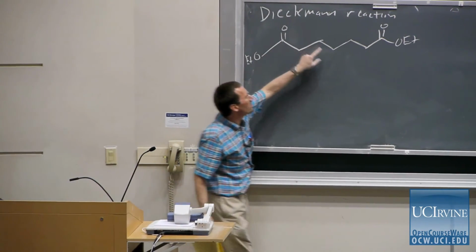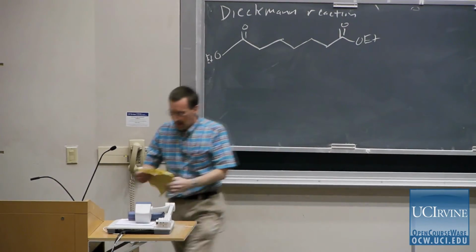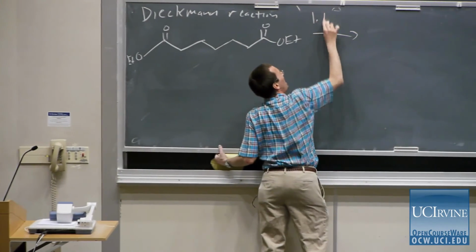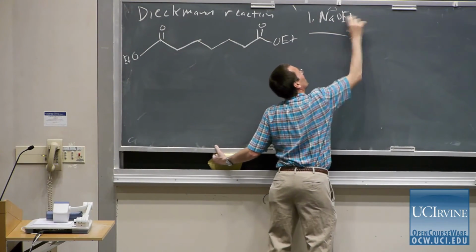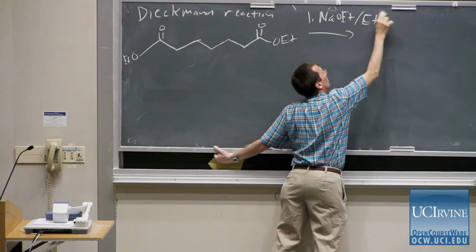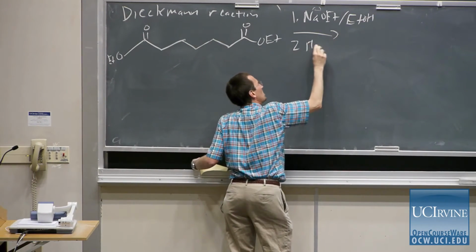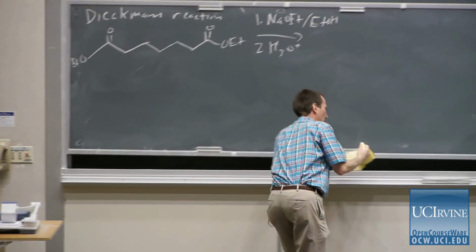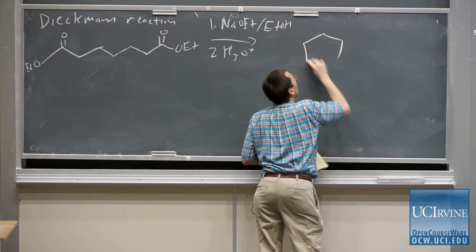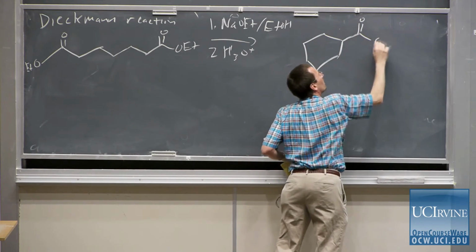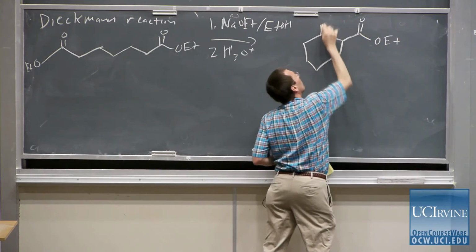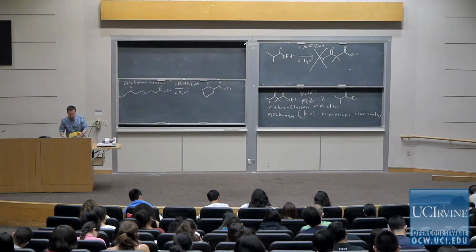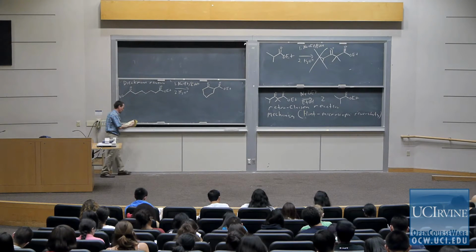So 1, 2, 3, 4, 5, 6, 7. And we'll envision treating it with our now favorite conditions of sodium ethoxide in ethanol and aqueous workup with some acid. And the product of the reaction is this ethyl ester. Same ethyl ester we used in our Robinson annulation reaction.